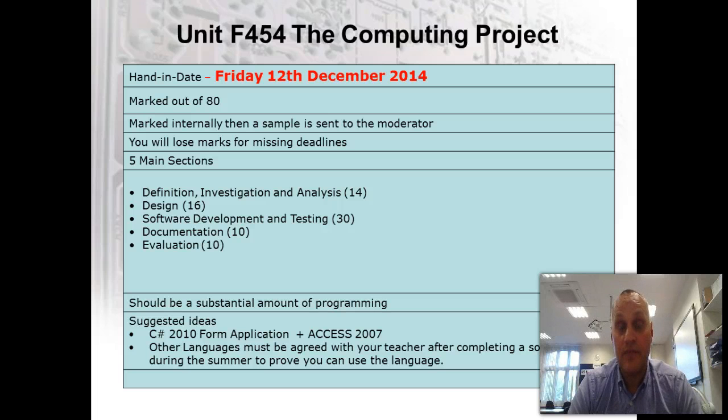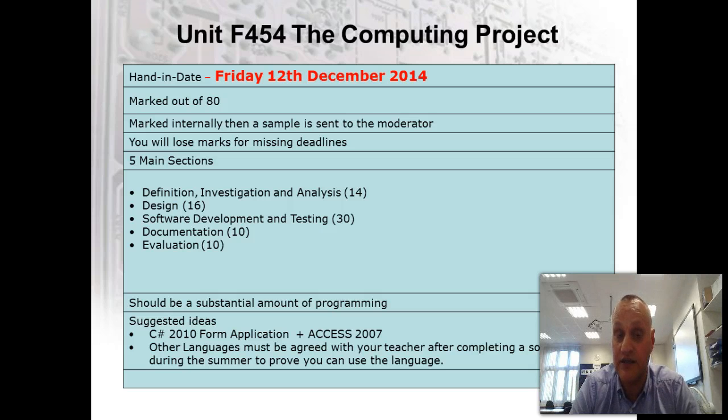F454, basically, has to be handed in by Friday the 12th of December 2014. It's worth 80 marks, and it is a substantial piece of project work. You must make all the deadlines or you lose marks, and it's basically broken into 5 sections. First one, definition, you're going to be doing as summer homework, and then investigation and analysis is bolted onto that, and that will be worth 14 marks.